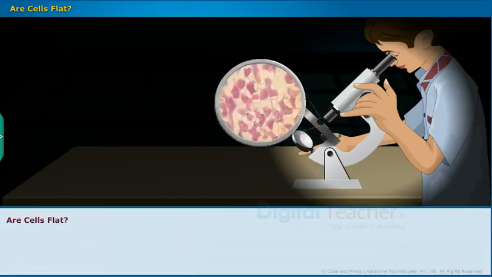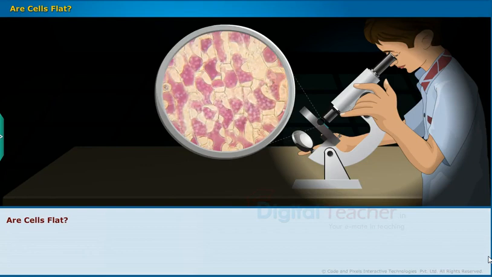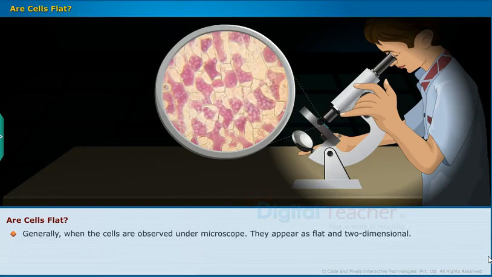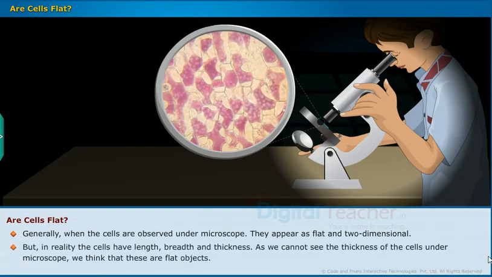Now, let us know the definite shape of the cells. Generally, when the cells are observed under microscope, they appear as flat and two-dimensional. But in reality, the cells have length, breadth, and thickness. As we cannot see the thickness of the cells under microscope, we think that these are flat objects.